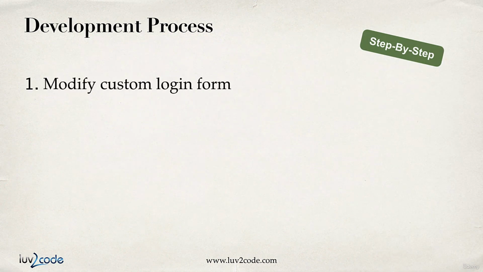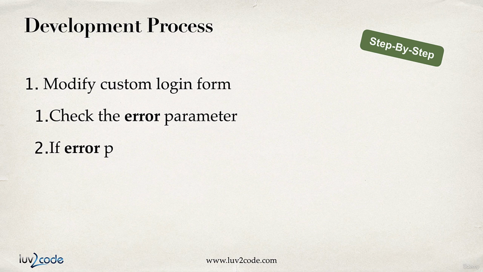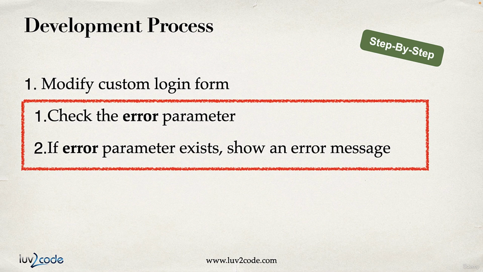Here's our development process. We're going to modify our custom login form. We're going to check for the error parameter. And if the error parameter exists, then we're going to show an error message.